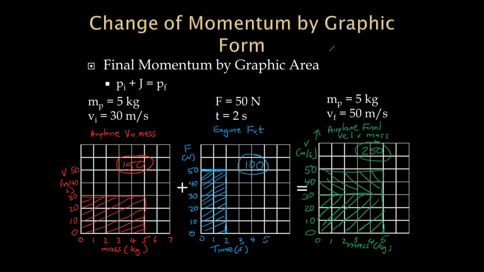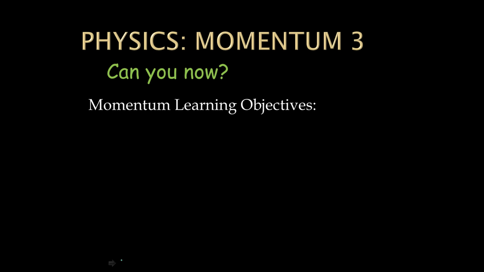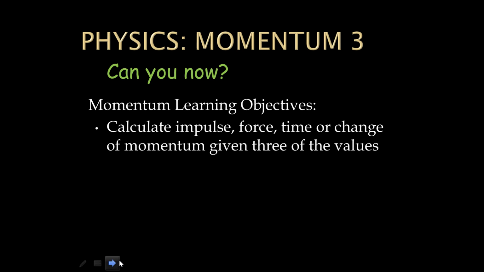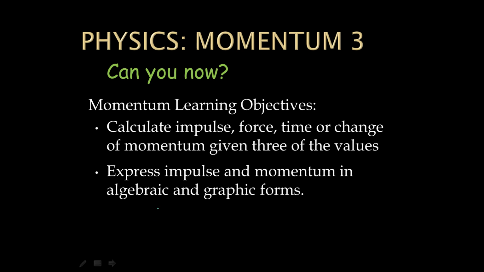This technique works for positive and, if we were below the x-axis as well, negative areas as well. Okay, so as a final check, let's go back to our learning objectives. Can you now calculate impulse, force, time, or change of momentum given 3 of the values? And can you express impulse and momentum in algebraic and graphic forms? That's it for now.